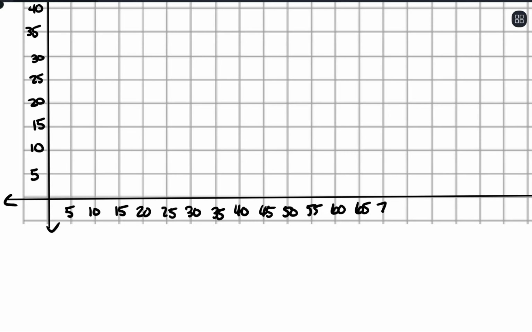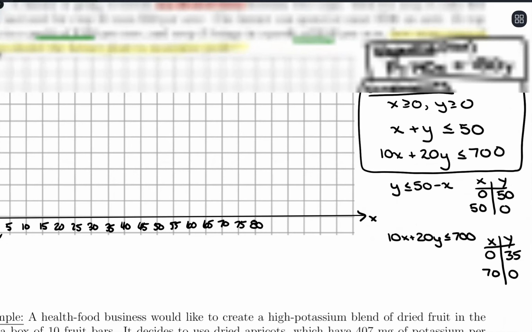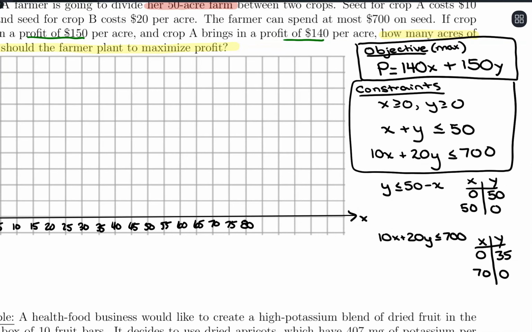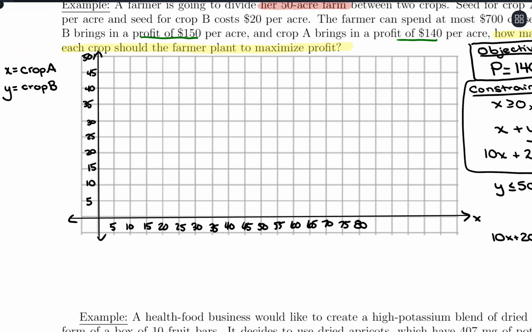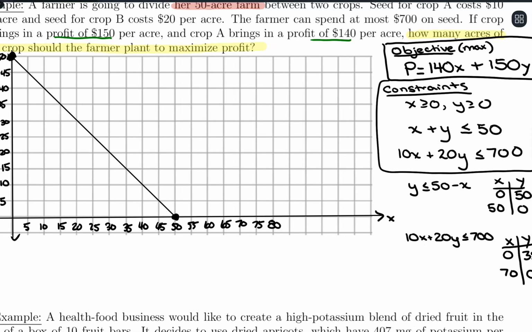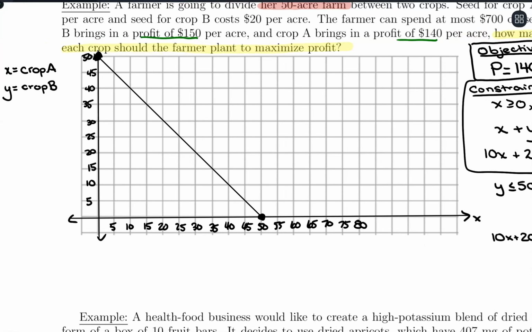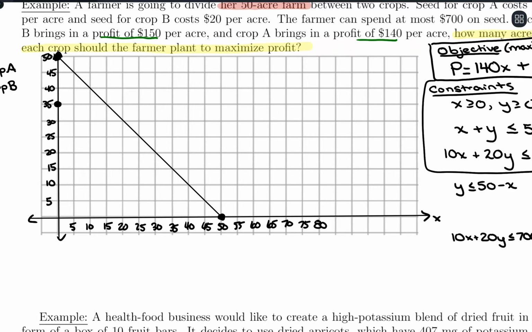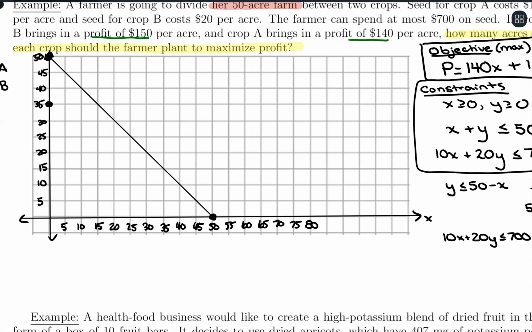60, 65, 70. I'm just going to go a little beyond. Okay. So for y is less than or equal to 50 minus x, we have our 2 points, 0, 50, and 50, 0. And then we're just going to connect those with a nice straight line. And then we have 0, 35 is here, and 70, 0 is here. And then we're going to connect those two.